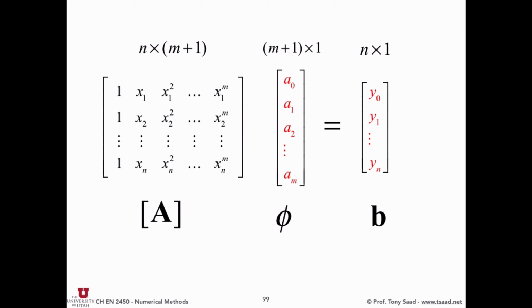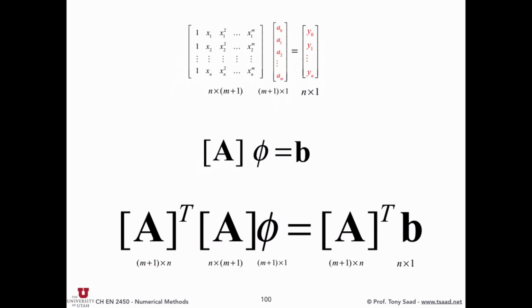A phi equal b. And the size is n by m plus 1, and this is m plus 1, and this is n by 1. Okay, because you have n observations. So this system is messed up, we cannot solve it. But then all we have to do is write it in this form, and then do the transpose. So what I'm claiming is that this operation actually results in the regression equations that we saw before.